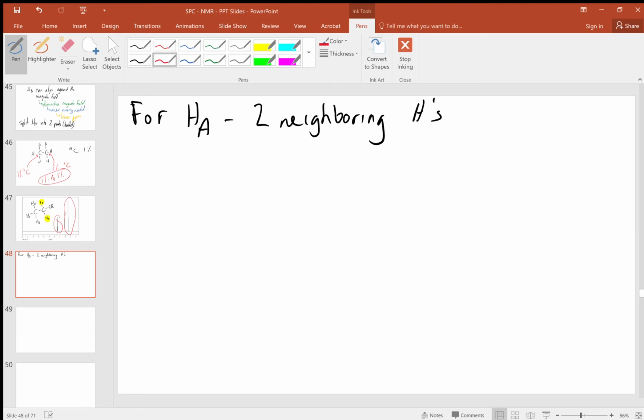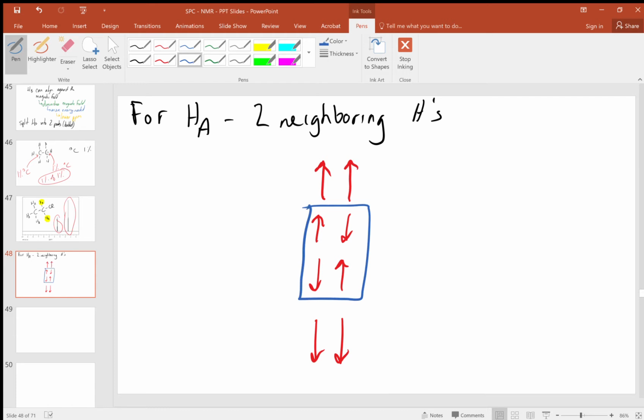Well, those 2 neighboring hydrogens could both be aligned with the magnetic field. Both of those neighboring hydrogens could be aligned against the magnetic field. Or one of them can be with the magnetic field and one of them could be against the magnetic field. So overall, there's 4 possible scenarios that can occur for HA based on those neighboring hydrogens HB. Now, we're going to take these middle 2 and combine them.